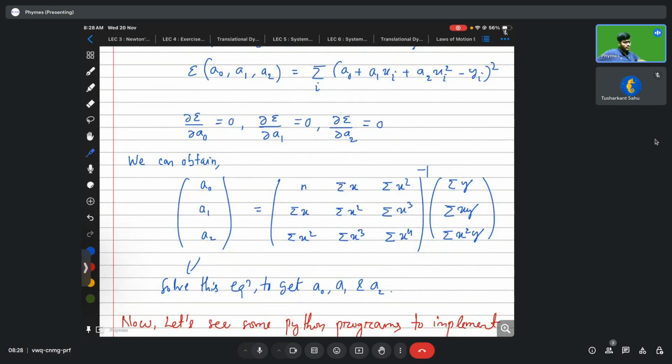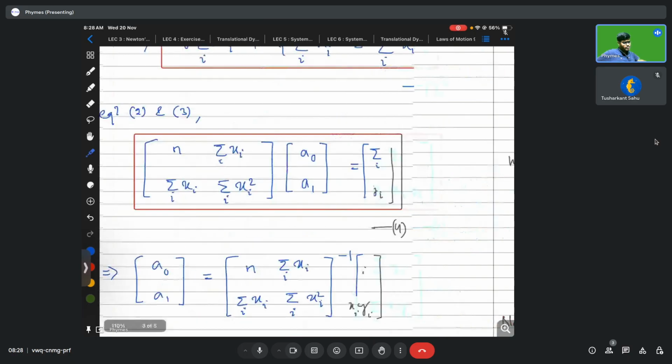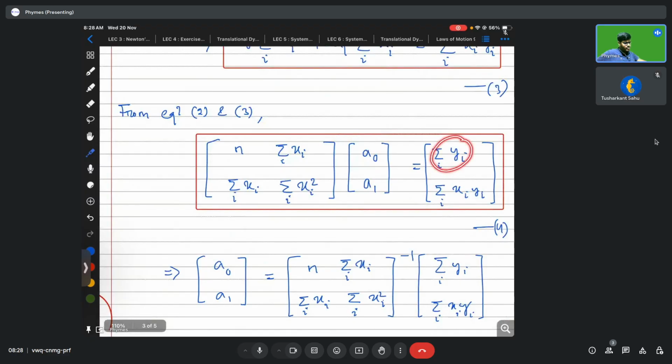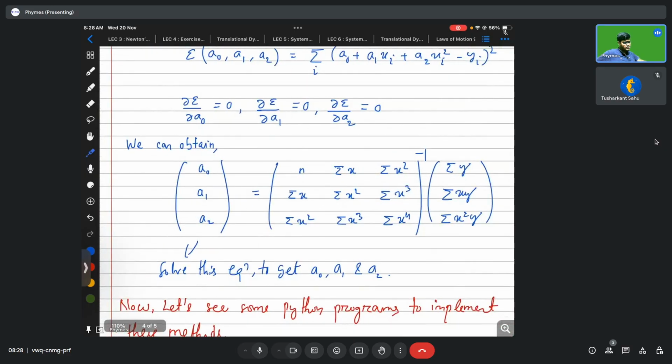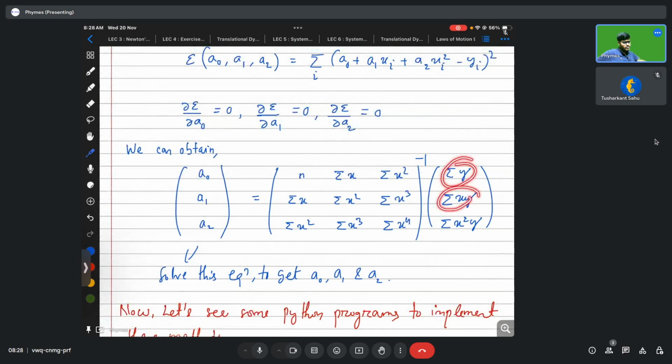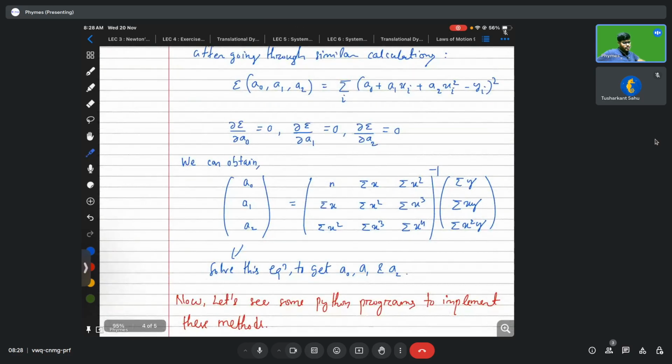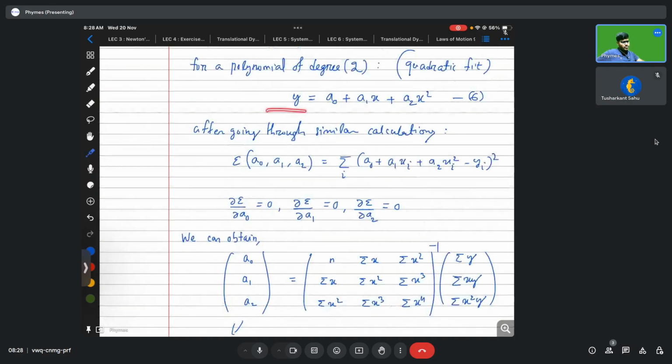And on the right, for this column vector also, you see in the last case it was sum of y, then sum of x times y, and then in this quadratic case it will be sum of y, sum of xy, then sum of x squared y. And if you solve this for a0, a1 and a2, then you will get the polynomial fit or quadratic fit or nonlinear fit you can do for the data.